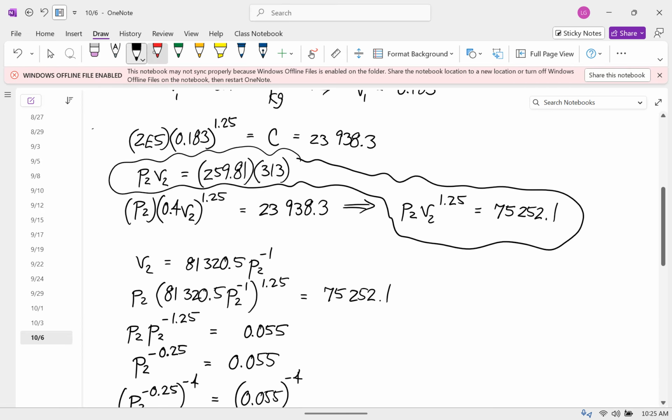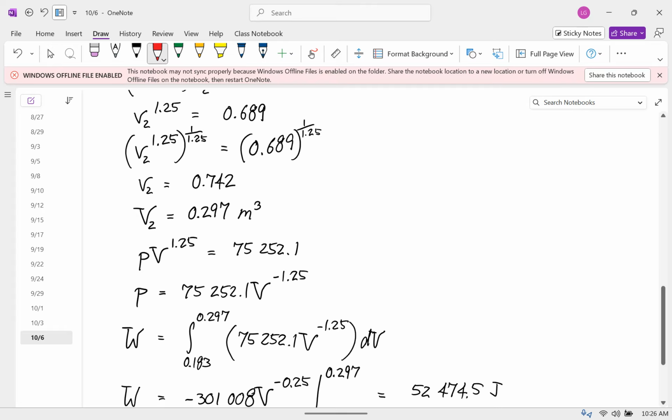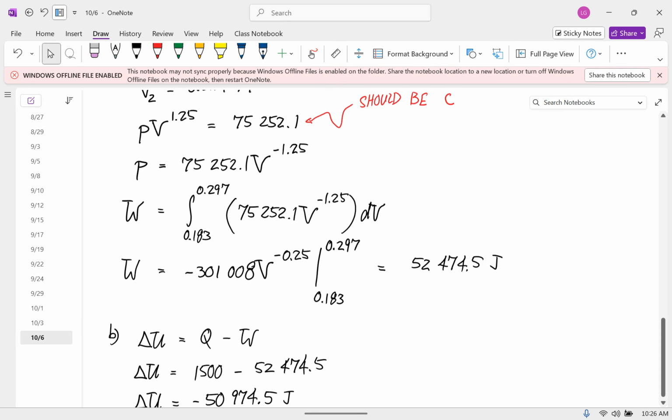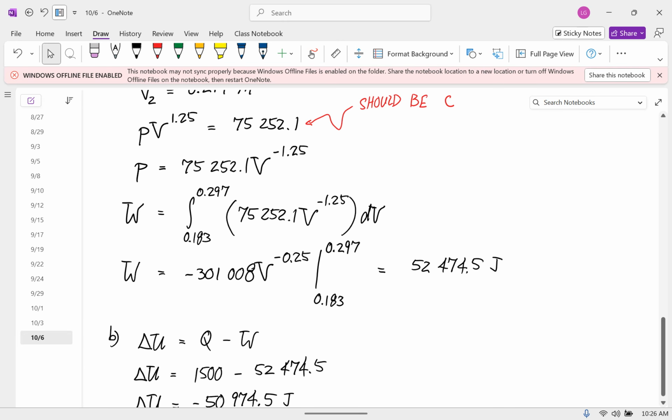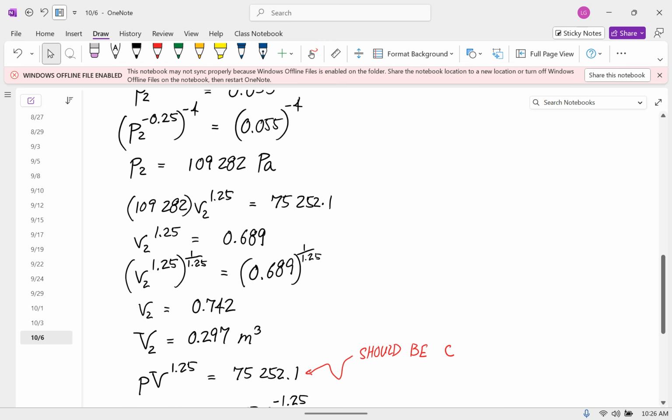So here's where I kept using this as C. I can fix that then, I guess. This isn't C. We did it accidentally a little bit. So C is really this. And so later on, when I went back to this equation, this should be C. And so my numbers are wrong, starting at this point, I think. Hopefully that's where it starts.